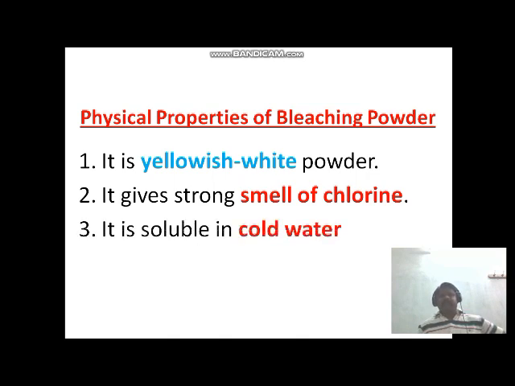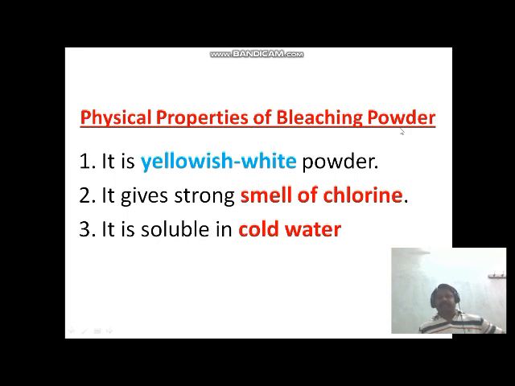Next, it is soluble in cold water, not hot water. If you take hot water and place bleaching powder, it is not soluble. Cold water means rain water, tap water, or fridge water. Place some bleaching powder in it and it is 100% soluble. That's why it is specifically written that it is soluble in cold water, not in hot water, not in steam.